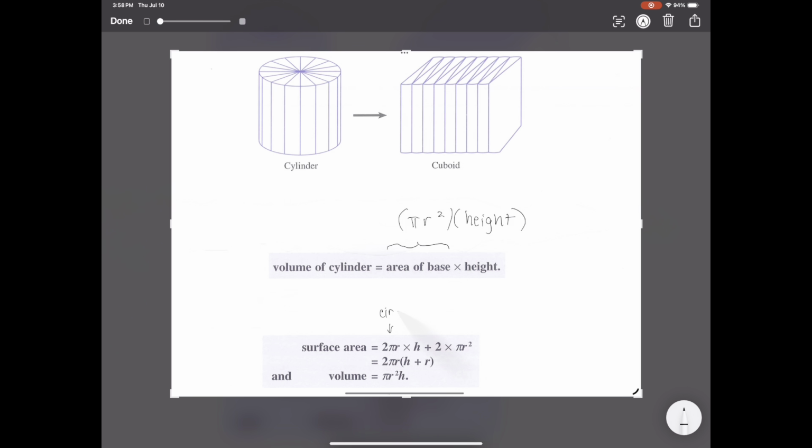And if you recall, 2 pi r is the circumference of a circle, and pi r squared is the area of a circle. And you multiply pi r squared times 2 to account for the top and the base of the closed cylinder. This rather long formula, 2 pi r times h plus 2 times pi r squared, can be simplified by pulling out the like factors.